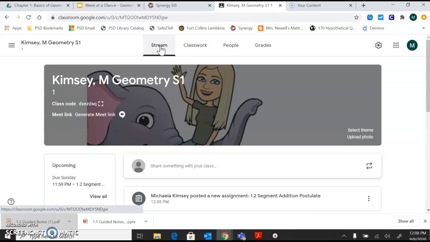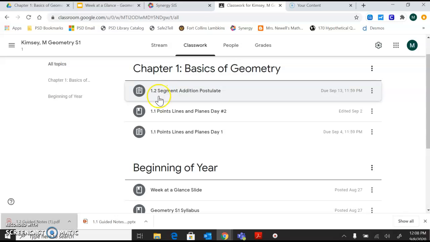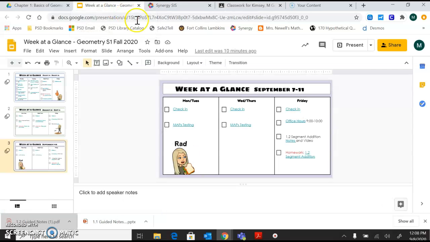Since we had a short week and we did MAPS testing this week, we are going to do a lesson today on 1.2, which is the segment addition postulate. If you go into your classwork tab, it has 1.1, which we did last week, and then this 1.2 segment addition postulate. This is where you can find the notes PDF and the homework PDF. Remember that you can always find this on your week at a glance as well.